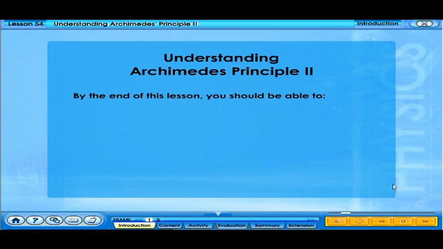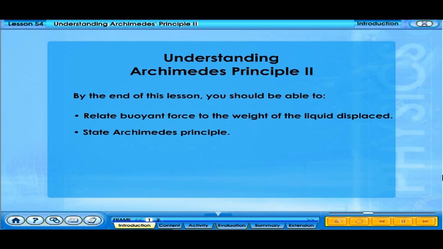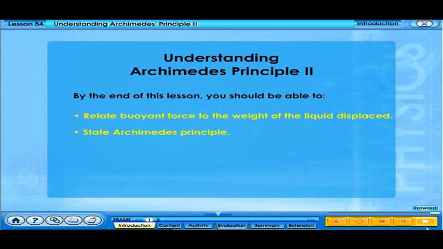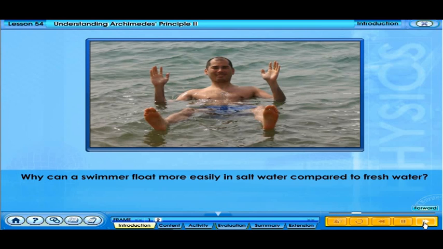By the end of this lesson, you should be able to relate buoyant force to the weight of the liquid displaced and state the Archimedes principle. Why can a swimmer float more easily in salt water compared to fresh water?